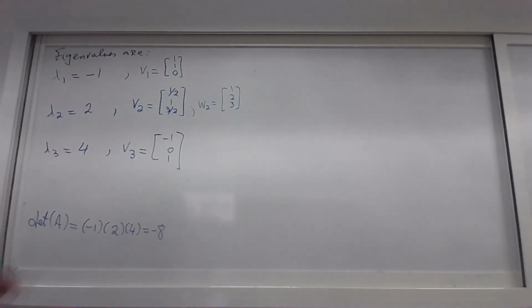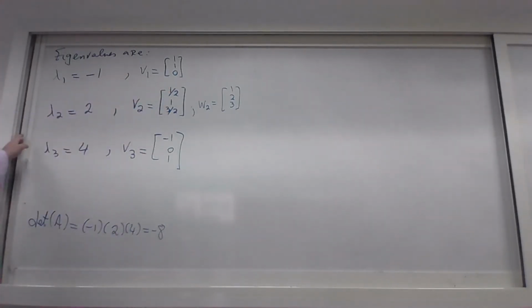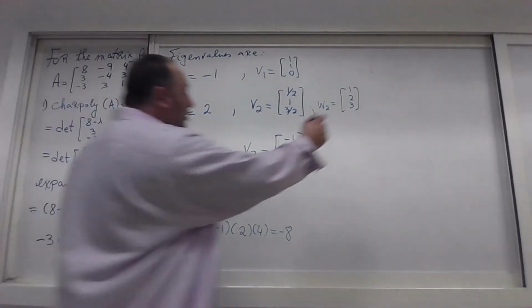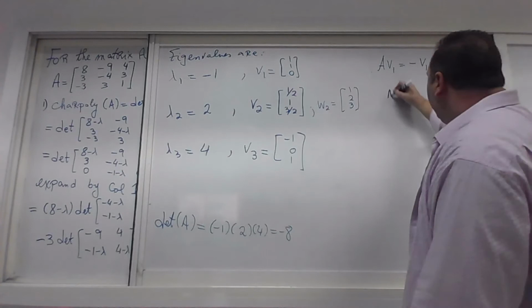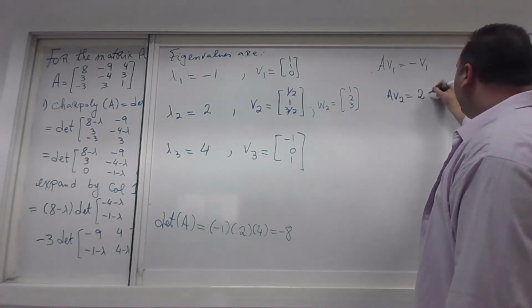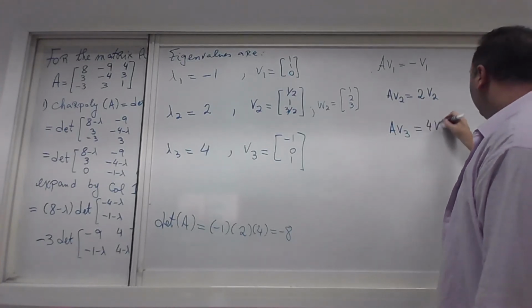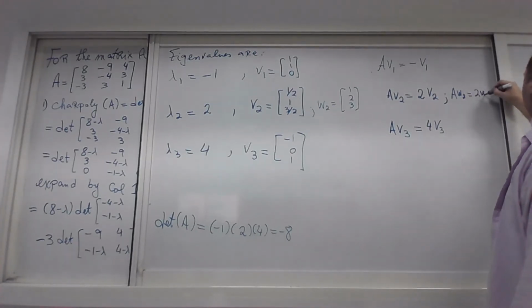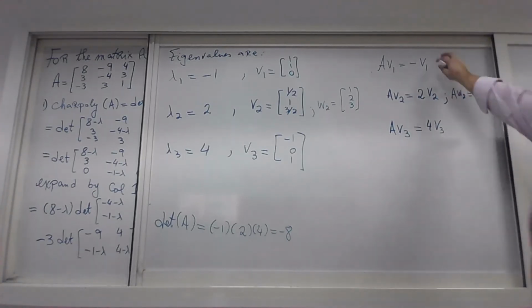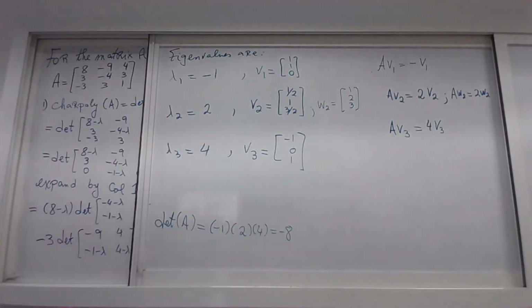So that's what you do. If you want to verify, what you would do, you would multiply A times this. What you need to get is minus 1 times V1, right? If you do the product, A times, that's the definition. A times V1 is supposed to be negative 1 times V1. A times V2 is supposed to be 2 times V2. That's how you can verify. A times V3 is supposed to be 4 times V3. Or if you use the W, it's fine. A times W2 is 2 times W2. Okay? So that's the definition of eigenvalue, eigenvector. So that's a way for you to verify. Again, determinant is the product of all the eigenvalues.